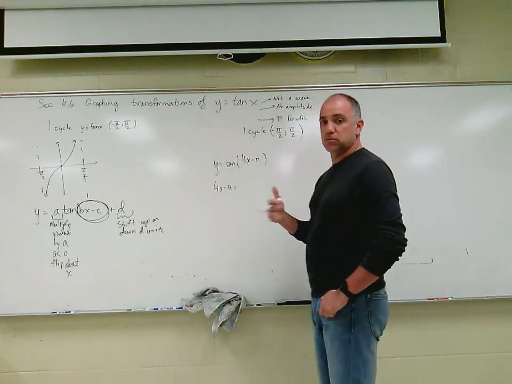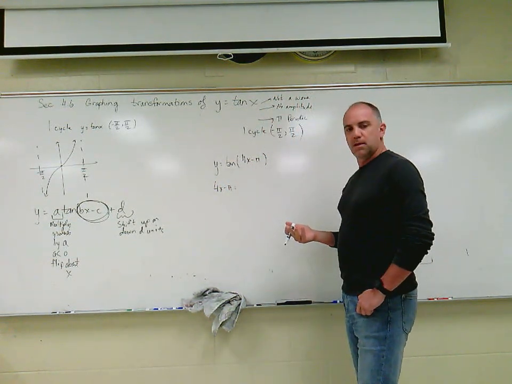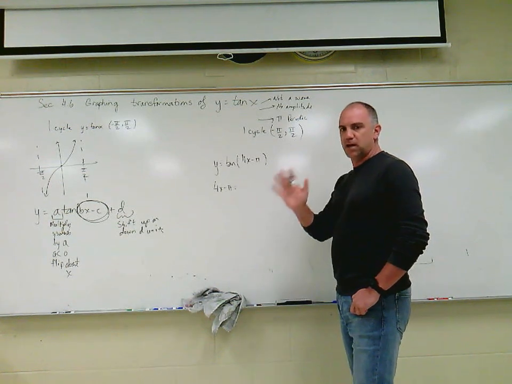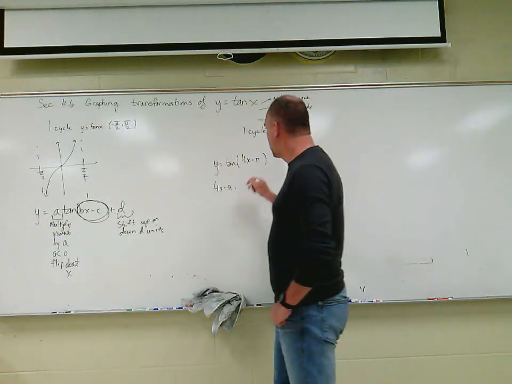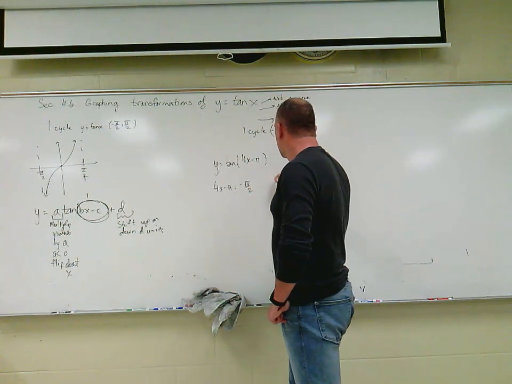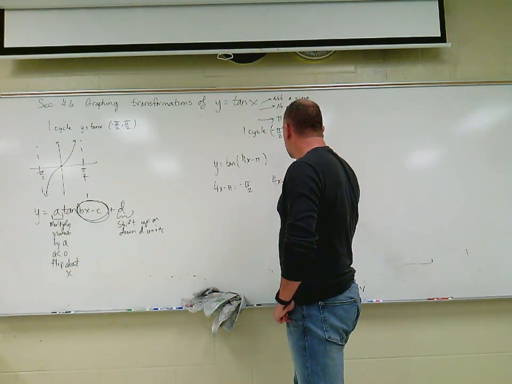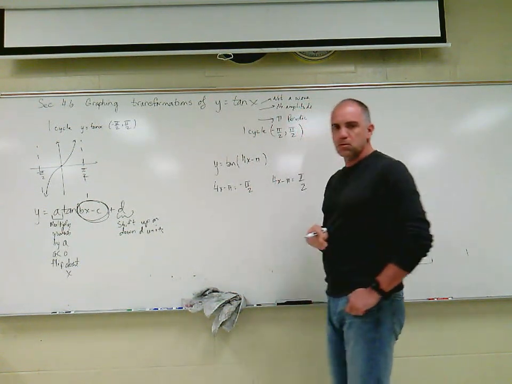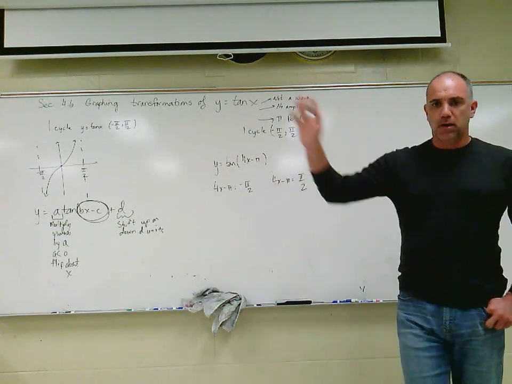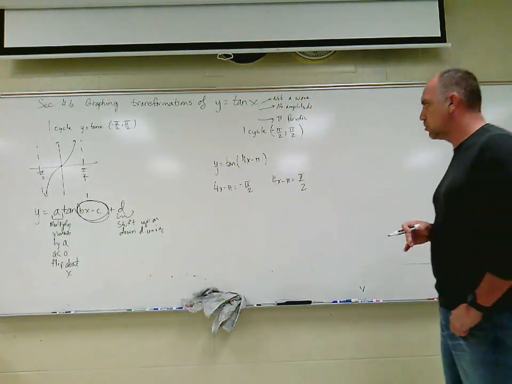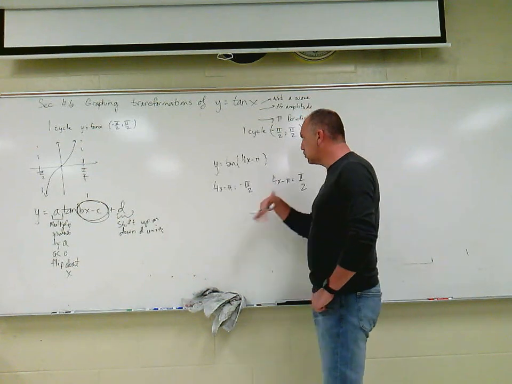We're not going to set it equal to 0 and 2 pi because that's not where tangent cycle starts and ends. We're going to set it equal to negative pi over 2. And we're going to take 4x minus pi and set it equal to pi over 2. So we're going to set it equal to where the tangent graph starts and ends, and then we'll solve.